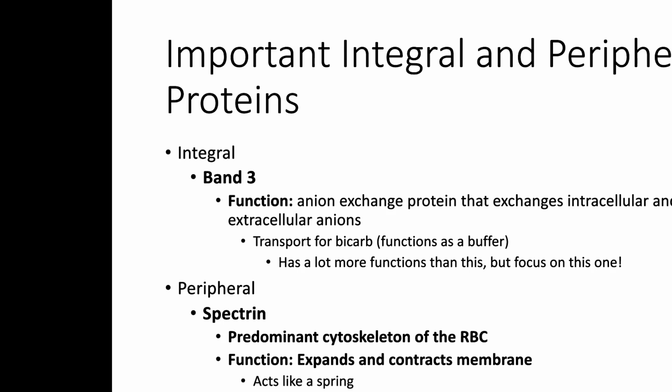This is just a very quick, brief look at each of these proteins that we commonly talk about in hematology. If you want a more in-depth look, you can always look these up, but this is about what I usually expect students to know. Band 3 is an anion exchange protein that exchanges intracellular and extracellular anions, and its job is to transport bicarb. Spectrin is the predominant cytoskeleton protein of the RBC, and its job is to expand and contract the membrane because it acts like a spring. Integrin acts like an anchor, and its job is to stabilize all the proteins I just talked about.